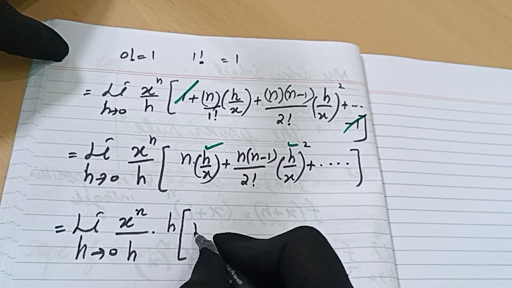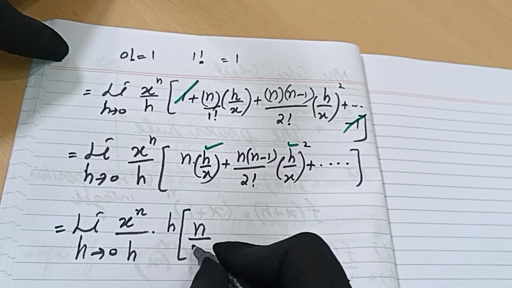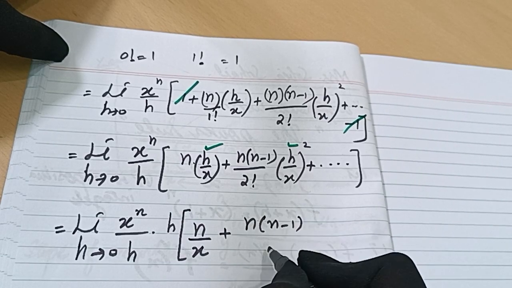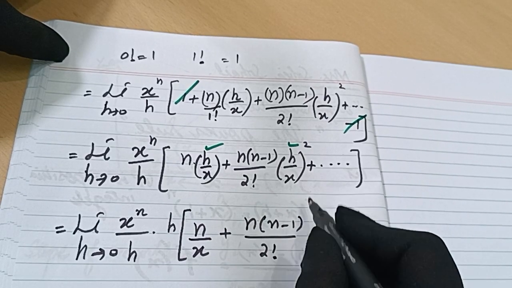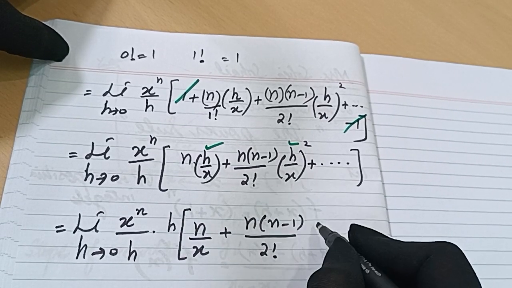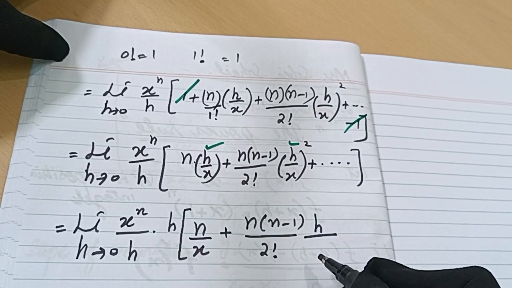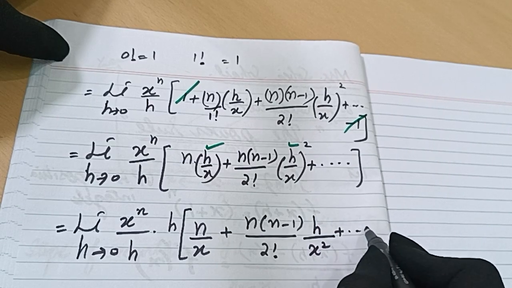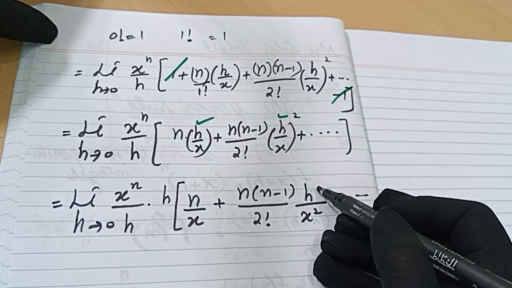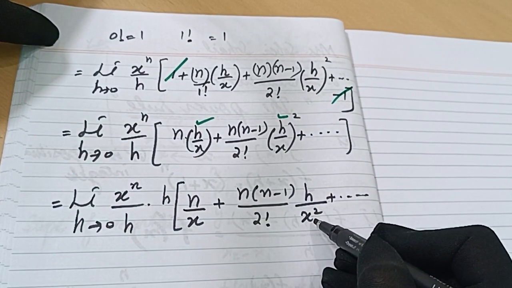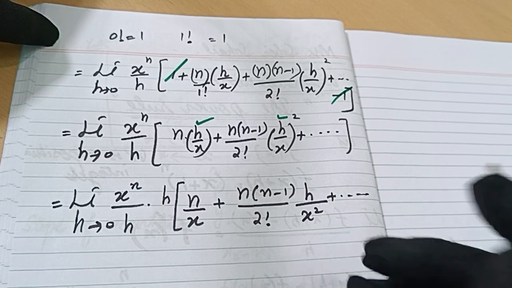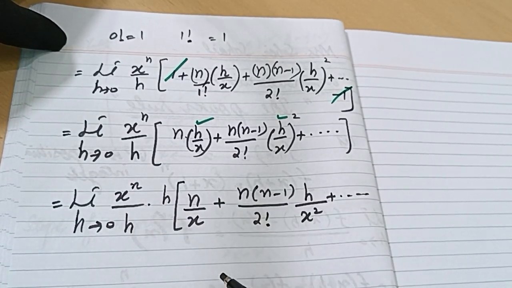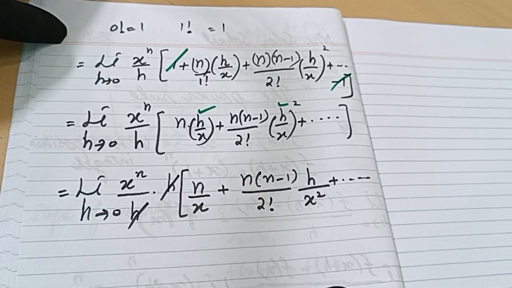Now this becomes n over x, plus n minus 1 over 2 factorial. Out of the h square I take one h common, so one h is left here, and x square stays separated, because the one h is outside but both x factors are staying here. So square on x, one h is taken outside. Now this and this can be cancelled.